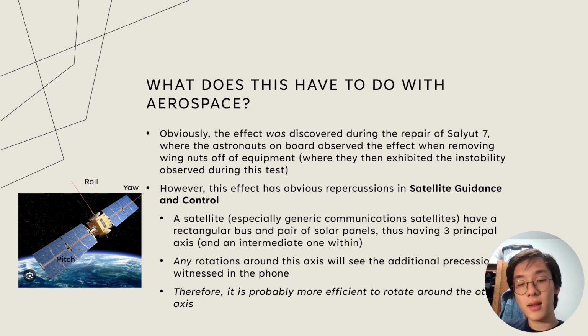So the implication of this is whenever a satellite is in orbit and performing guidance and control maneuvers, there's going to be a certain sort of extra instability and extra moments that you have to take care of, which will likely use more fuel if rotated in that direction. Therefore, communication satellites should probably rotate around the other axes rather than the intermediate axis.